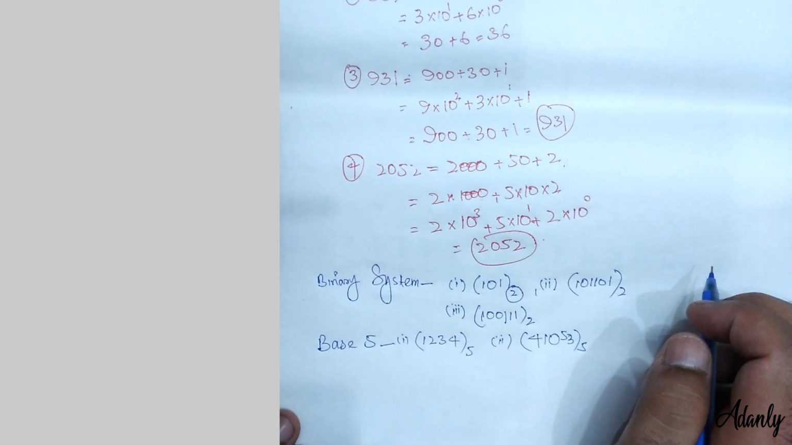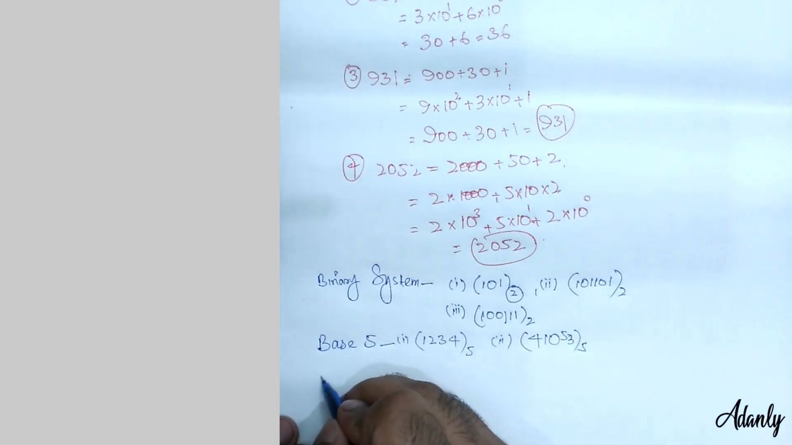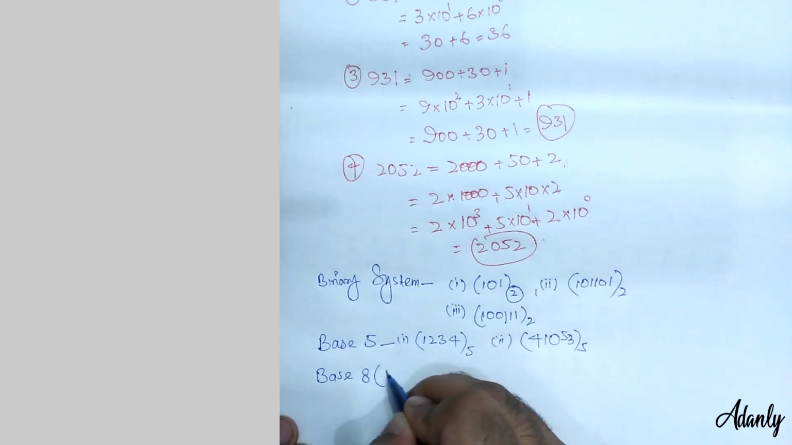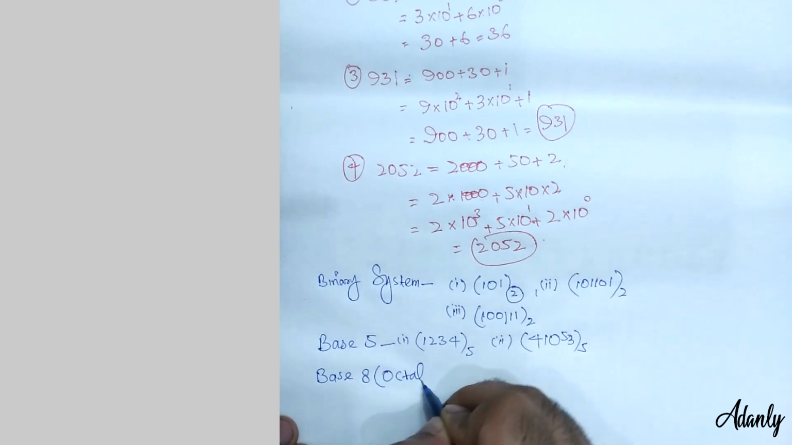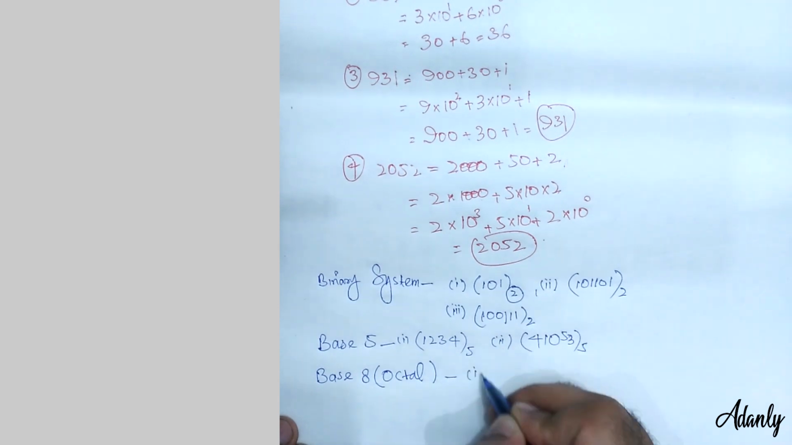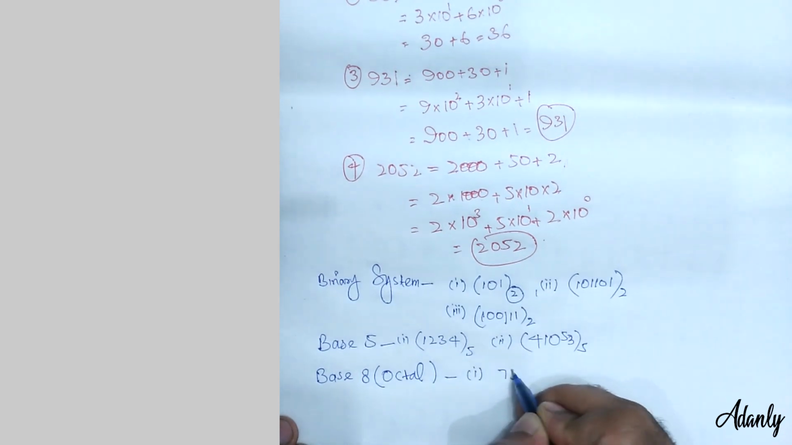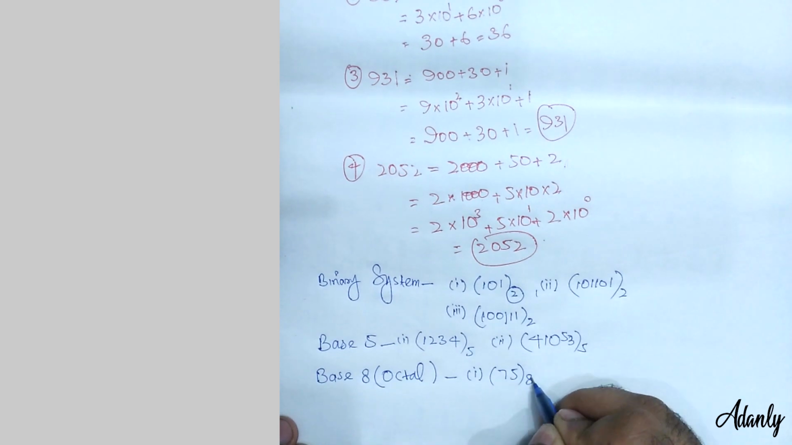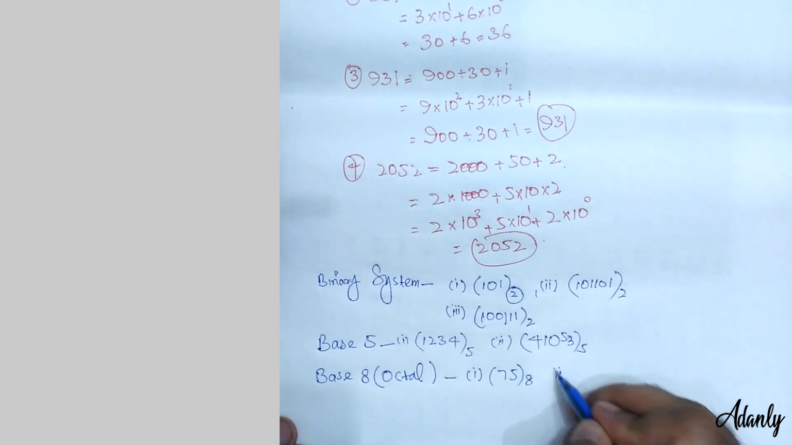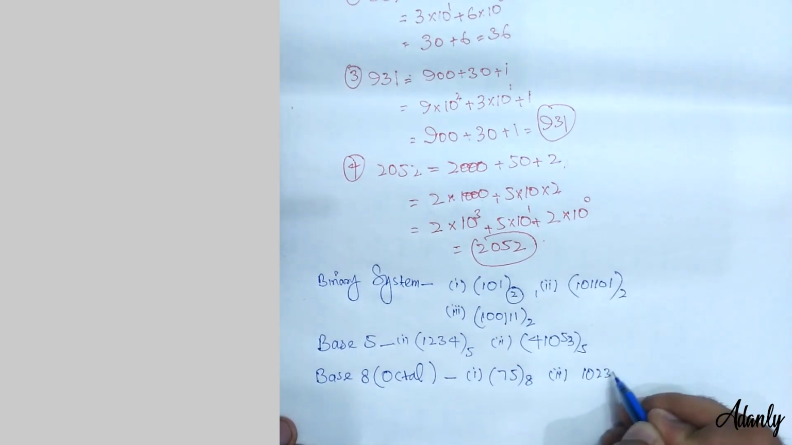Now we can write numbers in base 8, or we can also call it octal system. Example number 1 could be 75 to the base 8. This 8 will indicate that this is octal number system. Another example could be 1023 to the base 8.